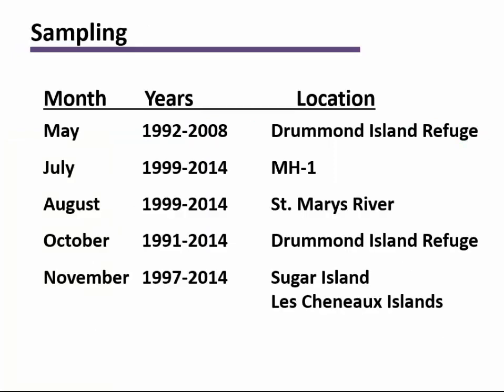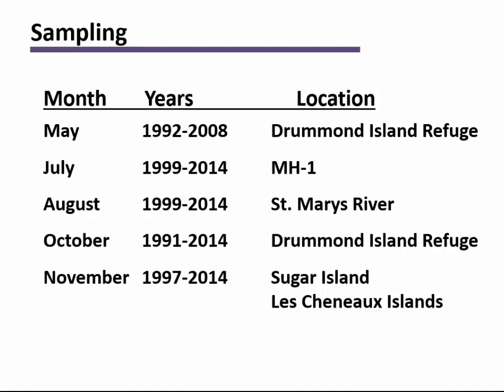My sampling consists of a large number of different projects, but essentially we did sample in May in the Drummond Island Refuge as part of a lake trout survey. We would catch Cisco. We have a survey in July that started in 1999 that targets lake whitefish, but we also catch Cisco.